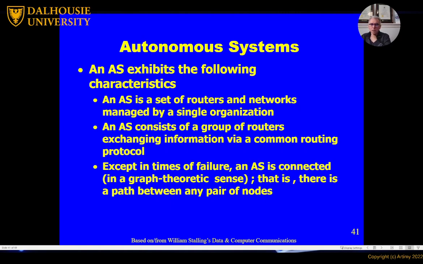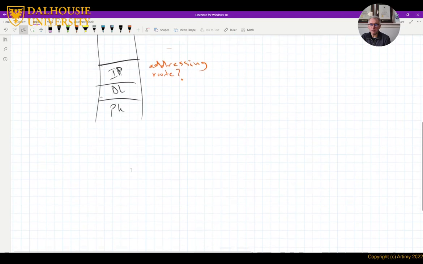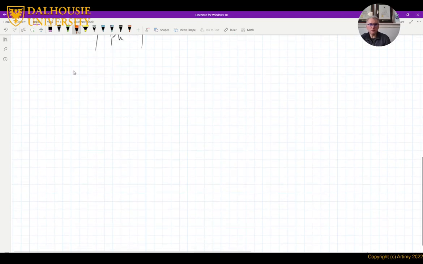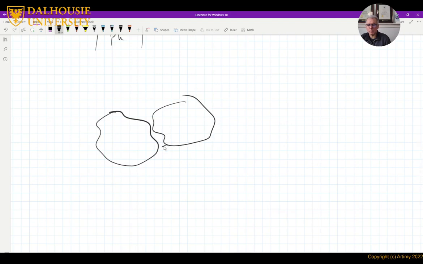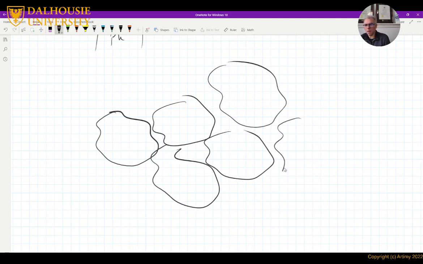All right, so remember I mentioned the idea that we have a lot of networks and we cannot expect them to all agree on the same protocol. So the internet is actually made of multiple networks, and the structure is complex.